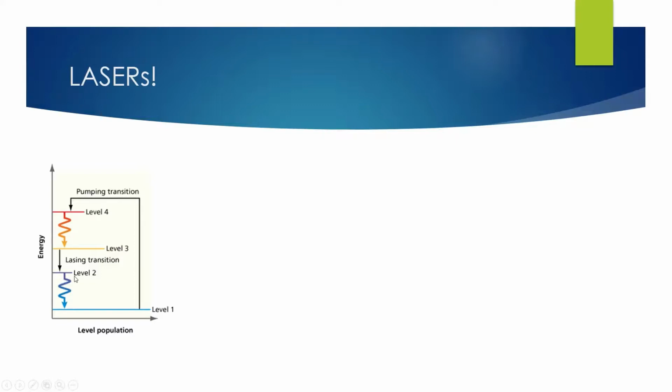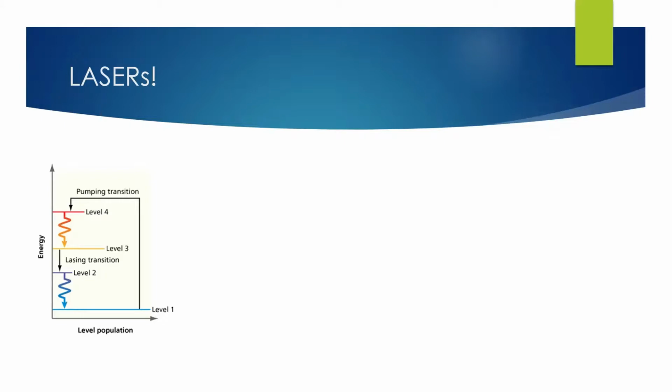Now, the way we can do this is by making this 2 to 1 state much faster than the 3 to 2 state. So by getting these atoms into this high state at level 4, we can get them to drop to 3 and then drop to 2 and very rapidly drop to 1. If 2 to 1 is faster than 3 to 2, we end up with more atoms in level 3 than level 2, and we have a stable population inversion. And we can achieve this at room temperature and not 33,000 Kelvin or whatever we saw on the last slide.